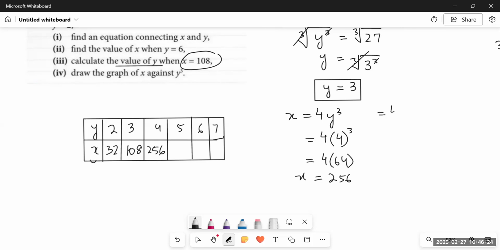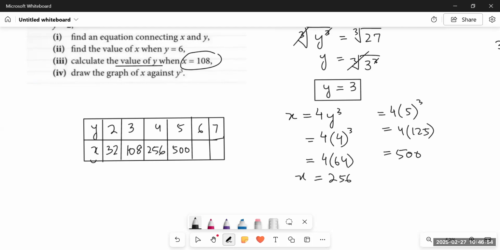Similarly, if y is equal to 5, 5 5s are 25, 25 5s are 125. Now we will multiply 125 by 4. The answer to this would be 500. So if y is equal to 5, x is equal to 500.